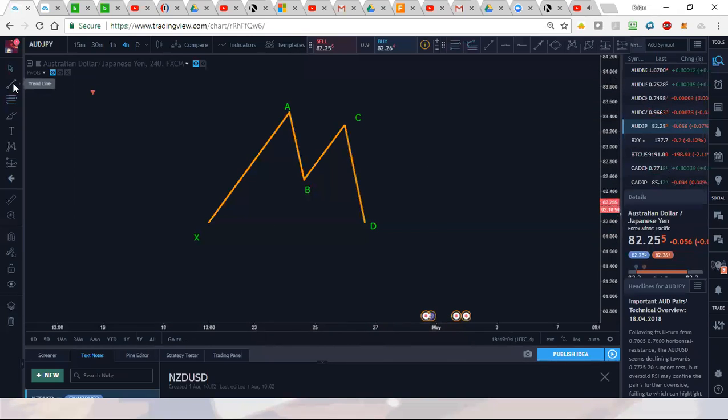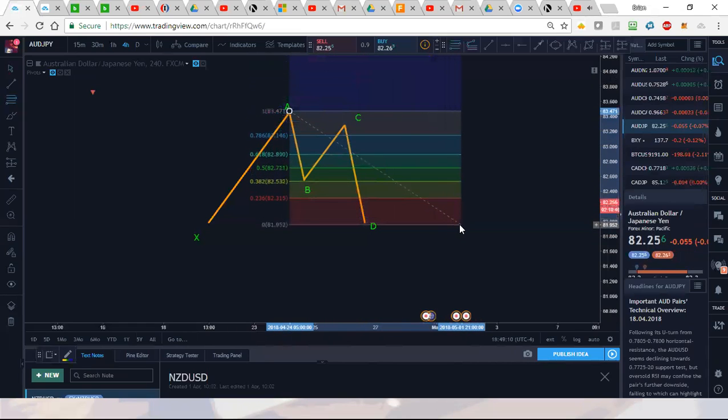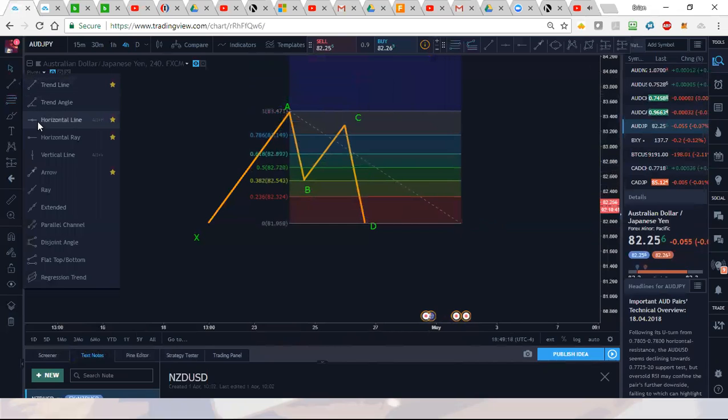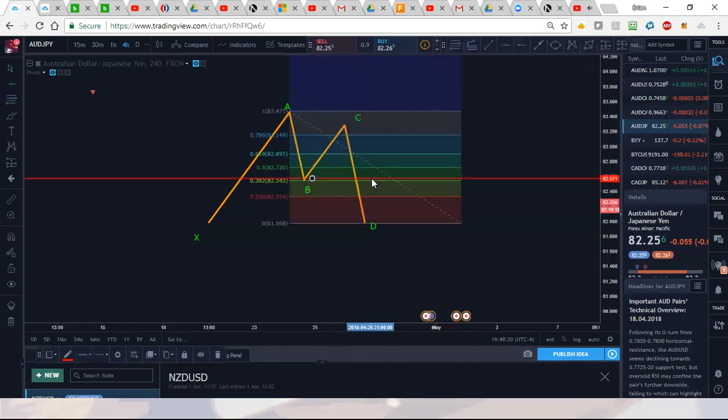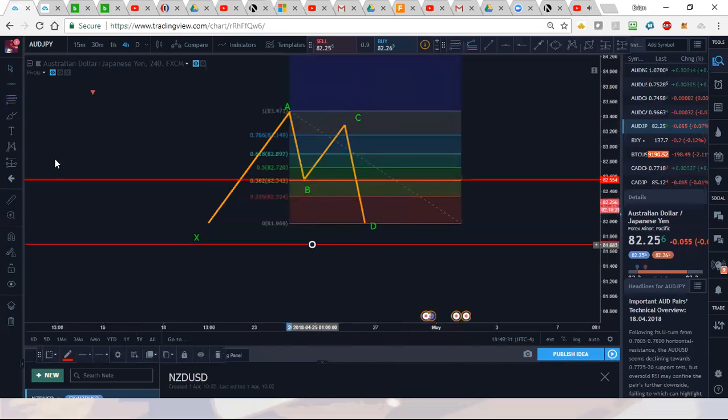Okay, so simply grab the fib retracement, bring it from the A point all the way to your D point. Okay, and this is how I do it. You want to use this 0.382 level as your break-even area, right? So let's say you enter here, right? And then you'll have a stop loss like right around here.